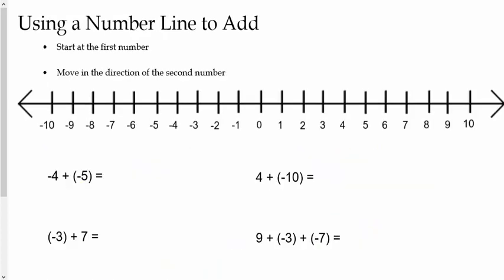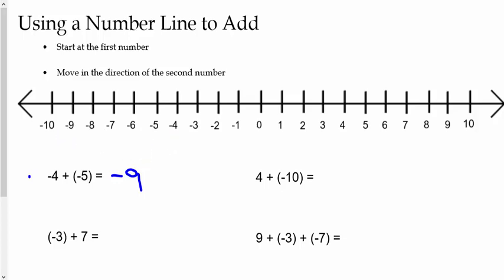So let's see how this could work. I always like to think about a number line when I'm adding or subtracting with integers. And so I always start with that first integer. So if I have negative 4 in this first example, I'm going to start here at negative 4. And I'm going to add a negative 5. I'm adding something bad, so I'm going to move 5 units to the left. So I'm going to go back 5 units to the left, and I end up here at negative 9.